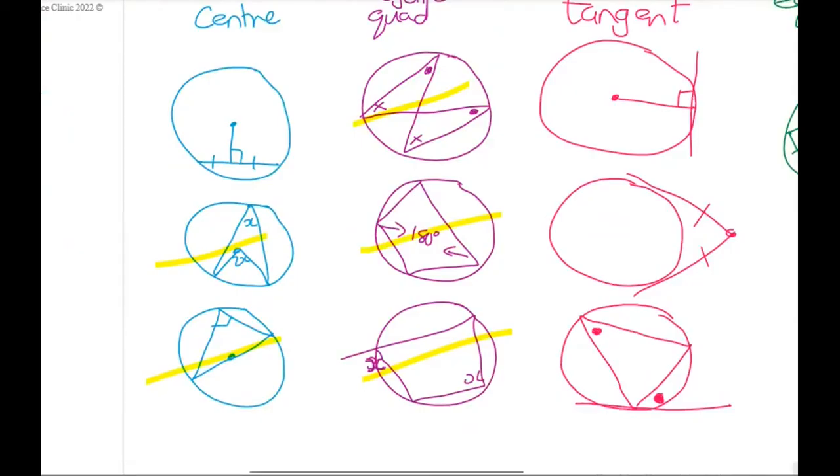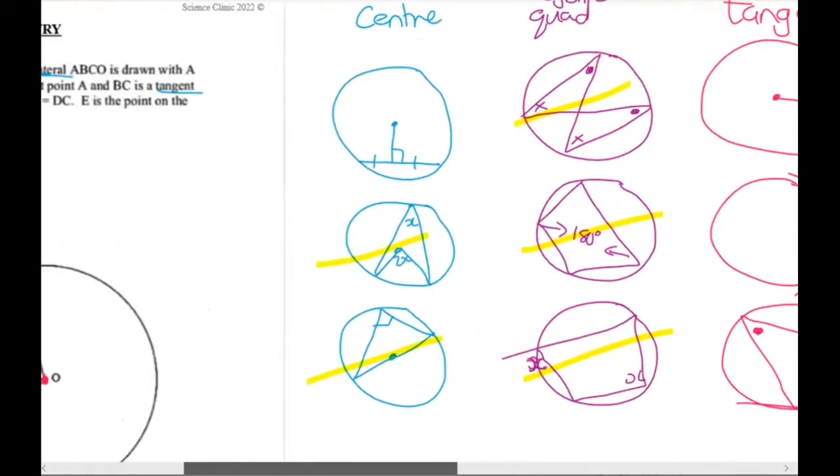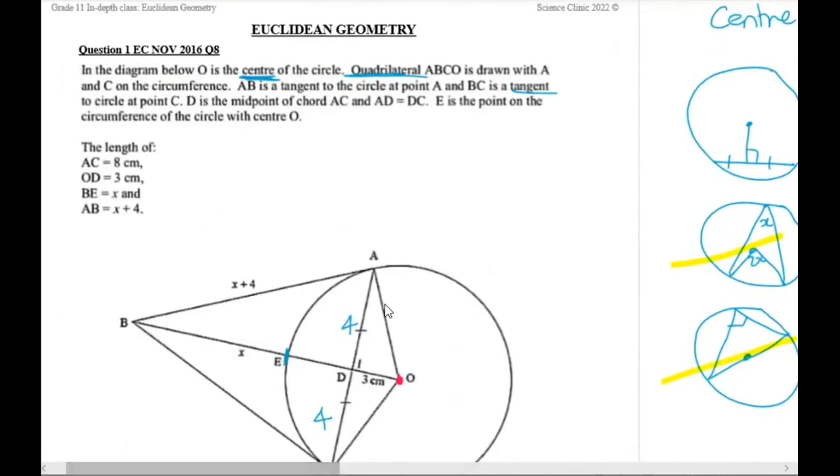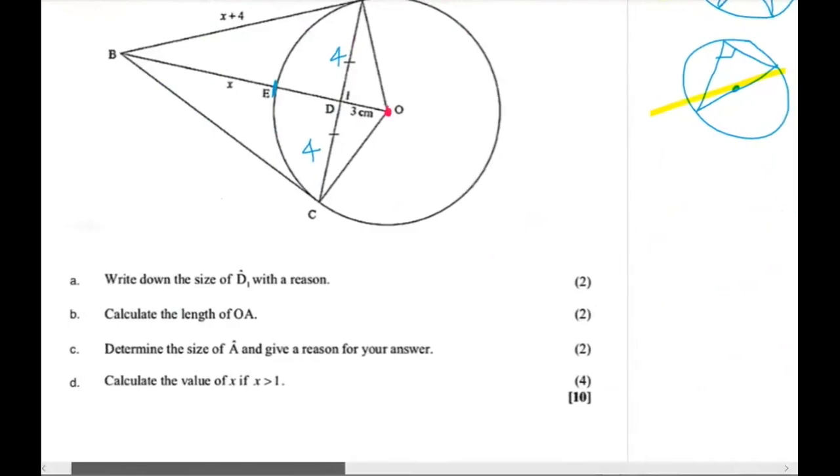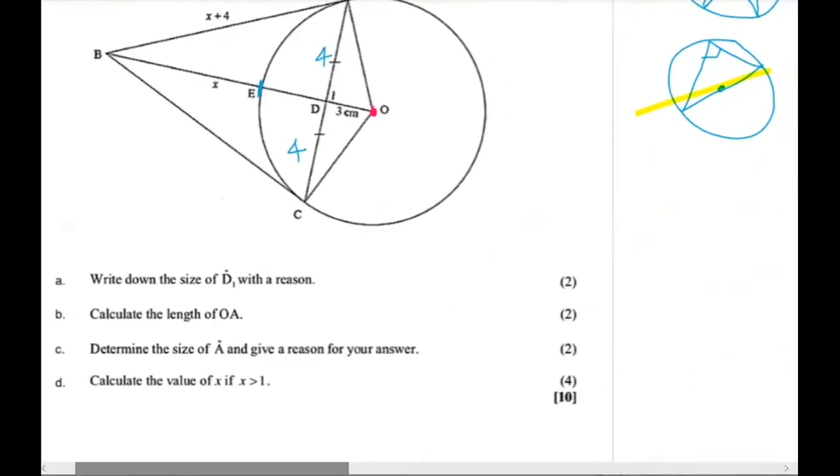Okay, so let's have a look now at the questions. Now that you've got an idea of the thought process, I want to try and keep the diagram in there as well. Okay, so it says here, write down the size of angle D1 with a reason. Okay, any ideas? Either unmute.